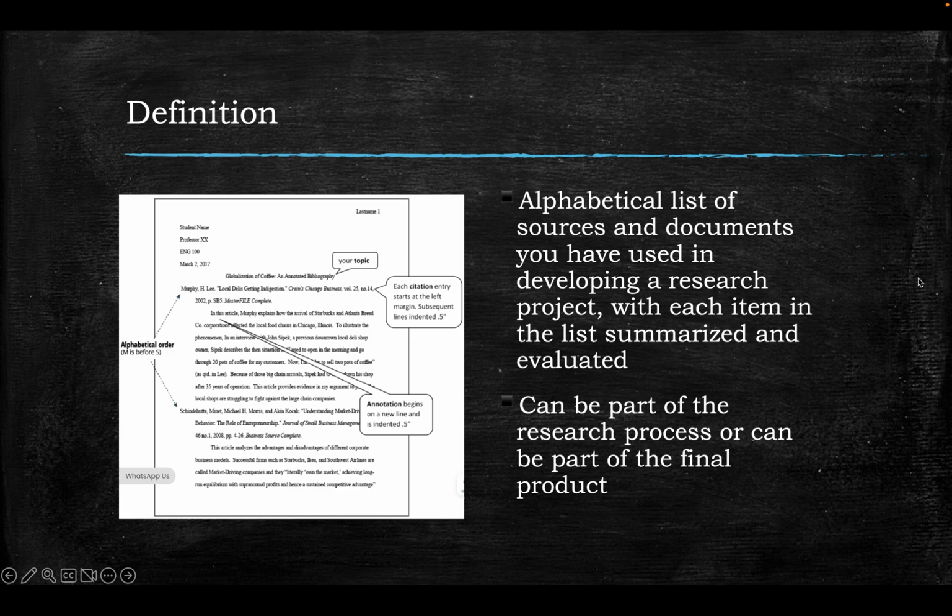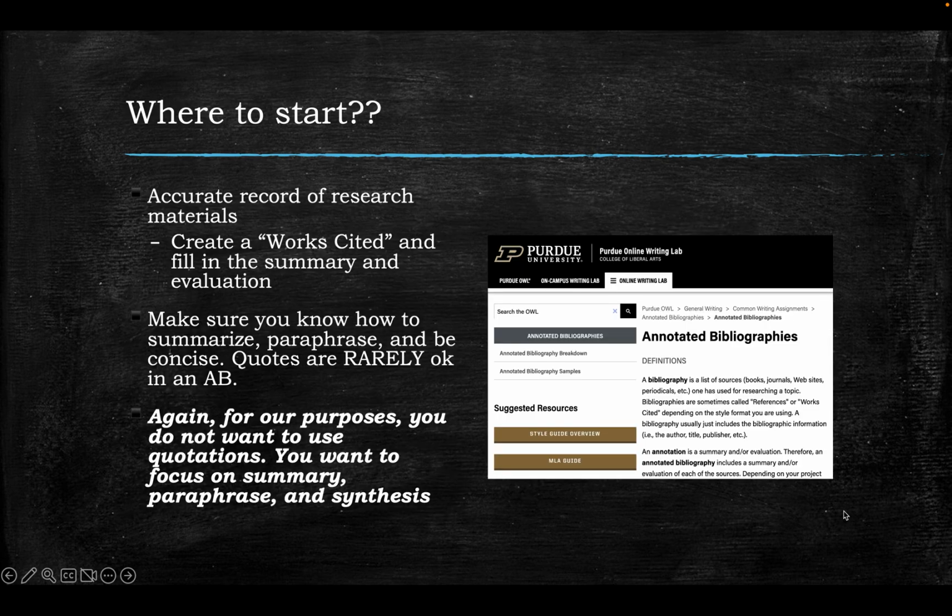So, an annotated bibliography is an alphabetical list of sources and documents that you have used in developing a research project, with each item in the list summarized and evaluated. This can be the final project. This can be the final piece of a larger project. It can be a tool that you create for your own use, so that, let's say you are creating a very large project that has hundreds and hundreds of resources. This is a good way to know what you've read and what you haven't read, what you've found, and what has made the cut and what hasn't. In other words, it can be a great organizational tool for you.